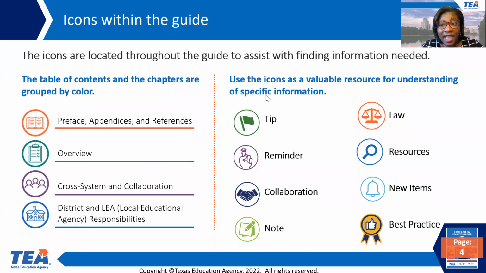The icons are valuable for your understanding of the specific information provided in that chapter. You have the tip icon, the green flag is your tip icon. Then you have the reminder icon, the collaboration icon, the note icon, and the law icon that will specifically talk to you about the law. And then you can get the resources, the new items, and the best practices. This information is provided throughout, and it will assist you when you are looking through the guide.